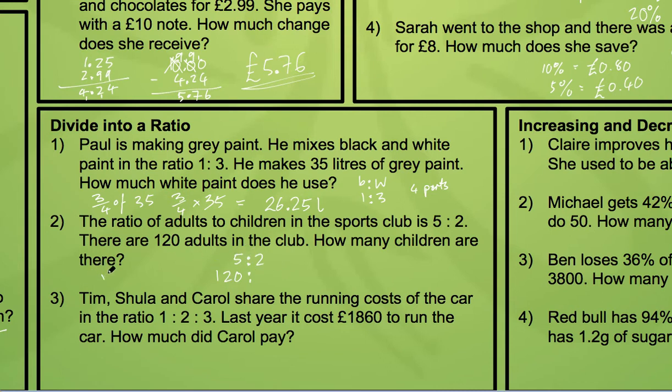I can find that number by doing 120 divided by 5, which is 20. No, it's not. It's 24. Sorry, doing the wrong thing. 24. Therefore, I have multiplied that side by 24, so I need to do the same to this side. 2 times 24 is 48. So how many children are there? 48 children.